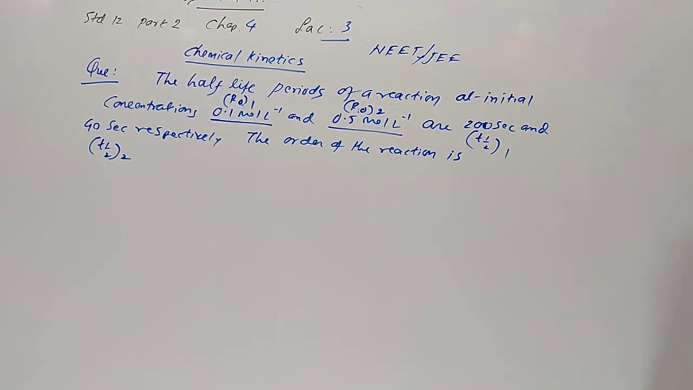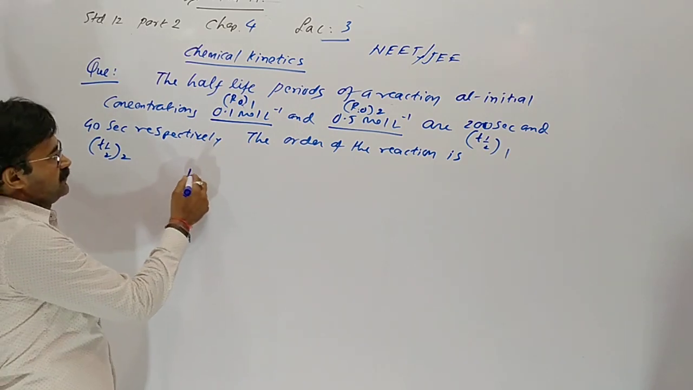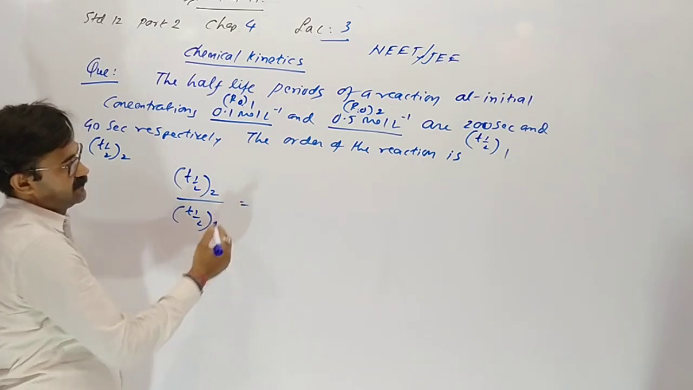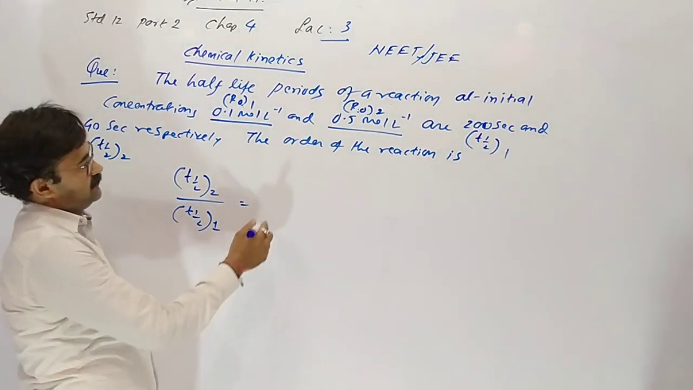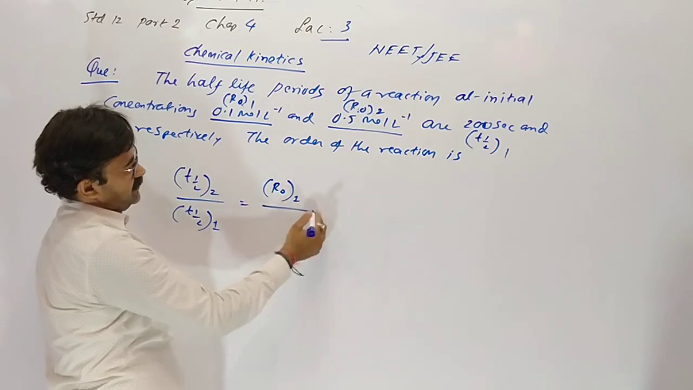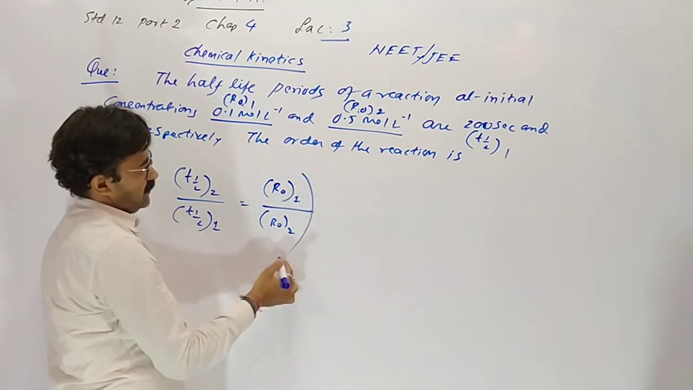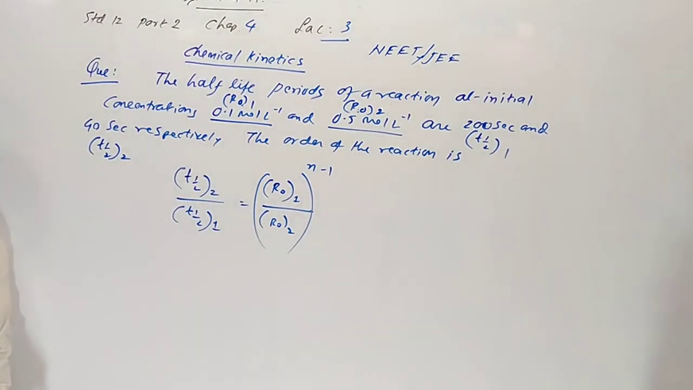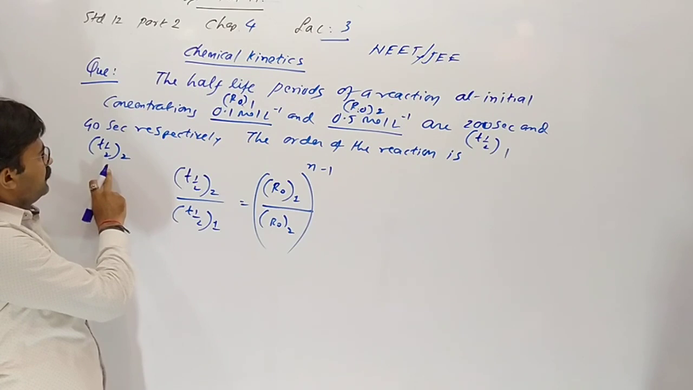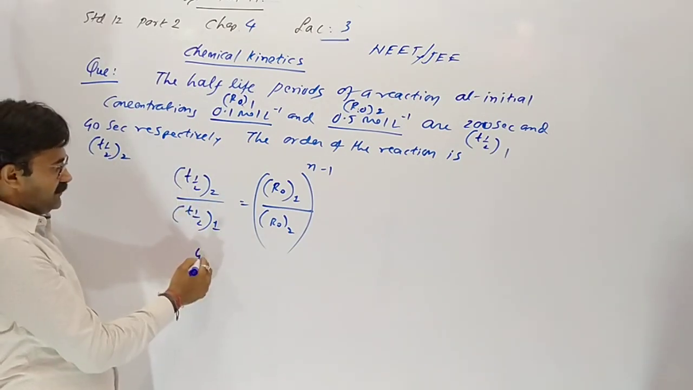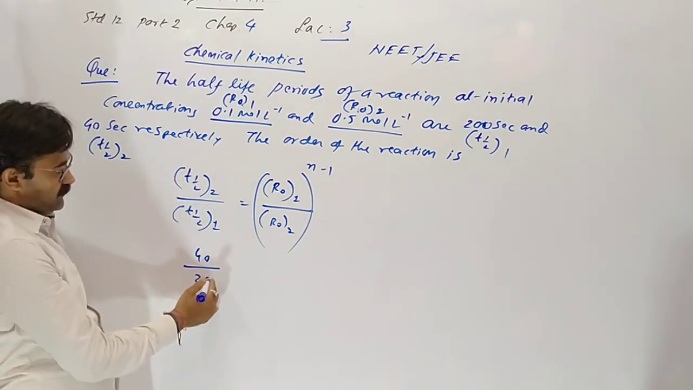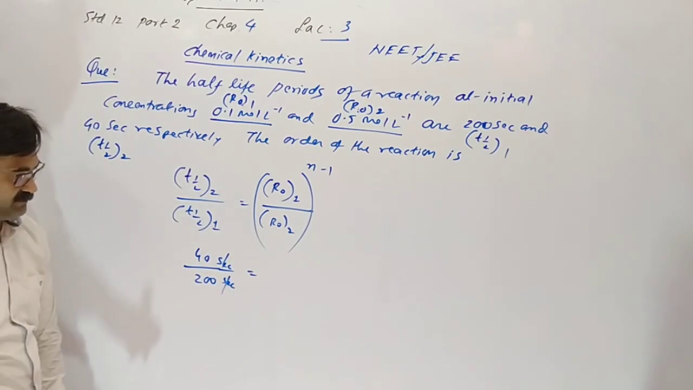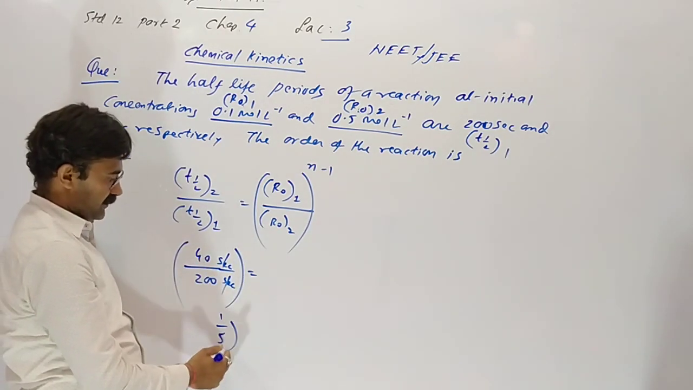So T1 in the second condition upon T1 in the first condition equals the initial concentration in the first condition upon initial concentration in the second condition, raised to n minus 1. This is the shortcut. T1 in the second condition is 40, in the first 200, units will be the same. Cut it, so here it will be 1 by 5.